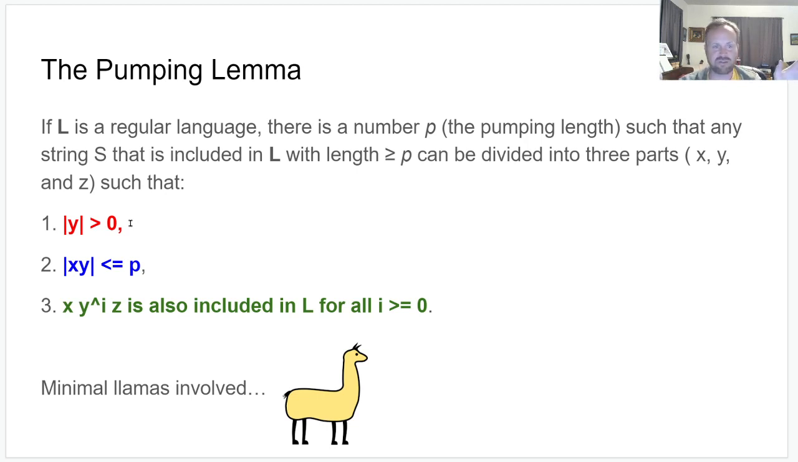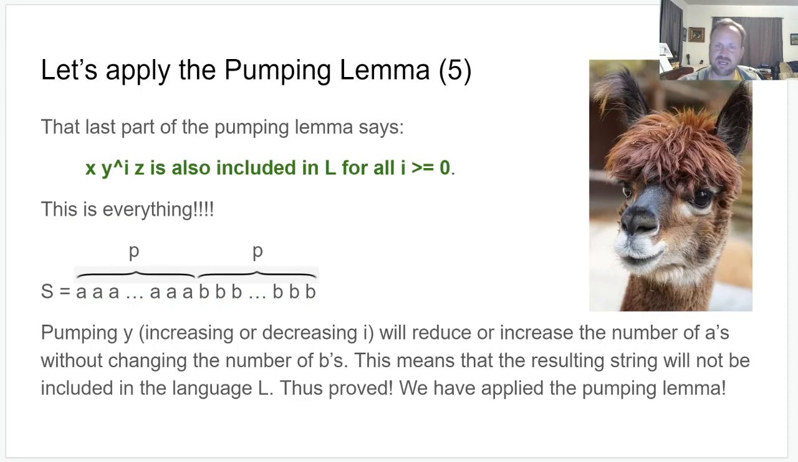It can be subdivided into 3 parts, X, Y, and Z, such that Y has to have something. X and Y can only be the first half of that string because there's only P A's. So whenever we increase the number of instances of Y, which can only include A's, it should also have been included in L. But they weren't, because when we increased or decreased the number of A's, it was not in the language. Thus proved. This is an application of the pumping lemma.